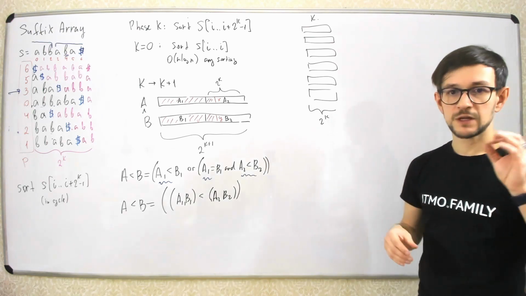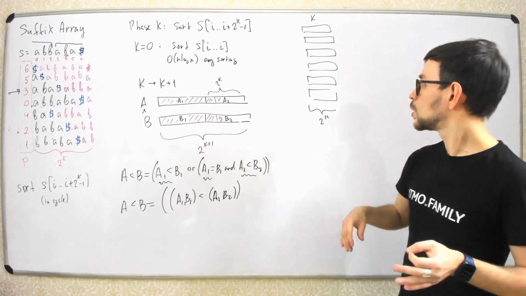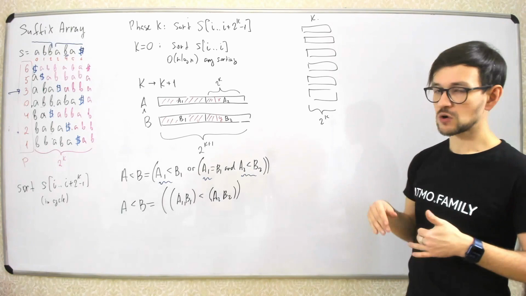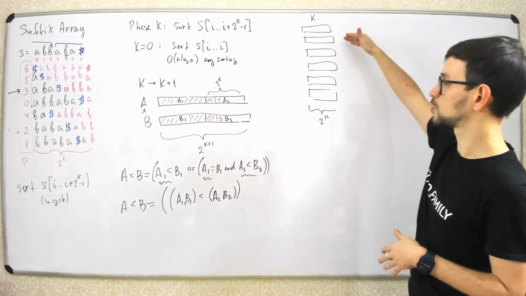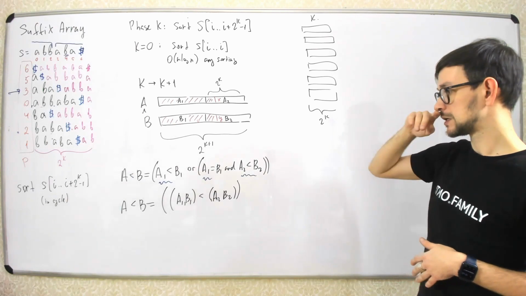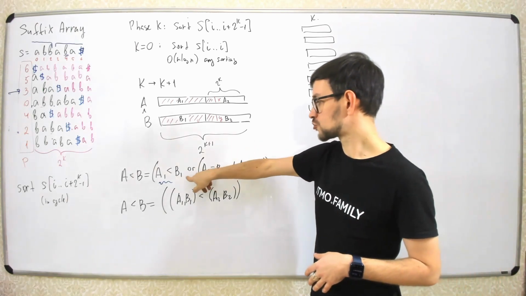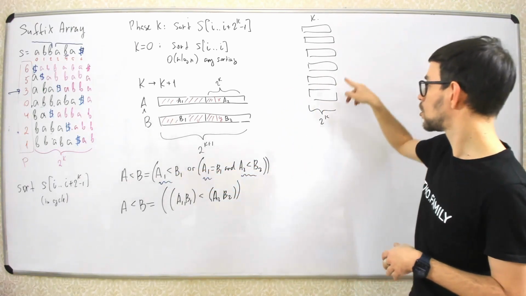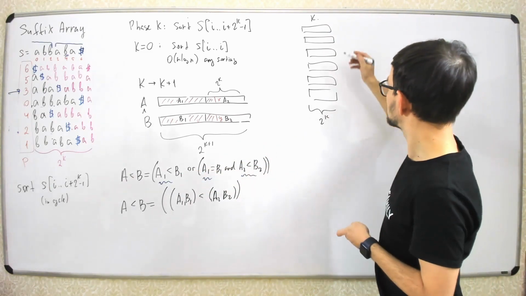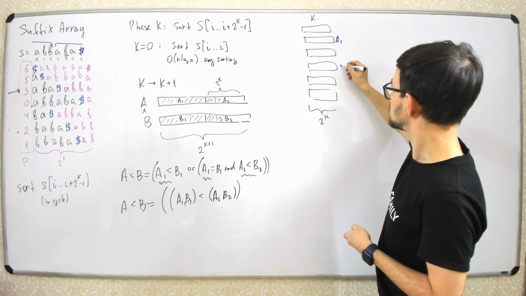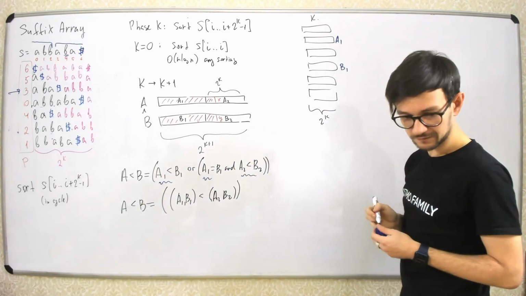Now, again, in the previous step, in the step k, we have this array of all the possible strings of length 2 in power of k, and we have it in sorted order. So, how to compare two strings if we know their positions in this array? For example, you know that the position of string A1 is here, and the position of string B1 is here.